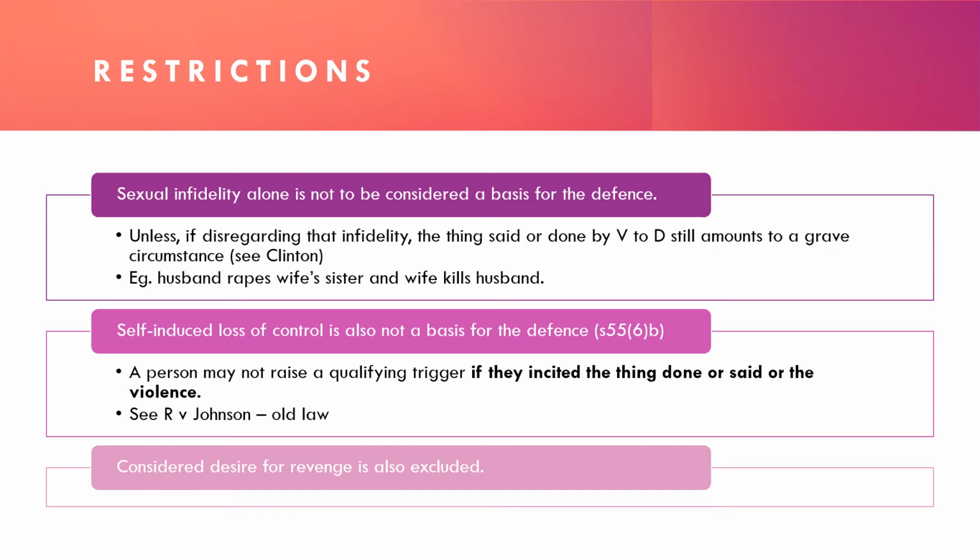We've also got self-induced loss of control, or inciting violence. Now if you incite violence, if we use sort of playground talk, if the person started it, who then goes on to kill, then of course we can't use it if you brought about the violence initially. And the final one, considered desire for revenge, is also excluded. So this indicates a planned revenge as opposed to a reaction.